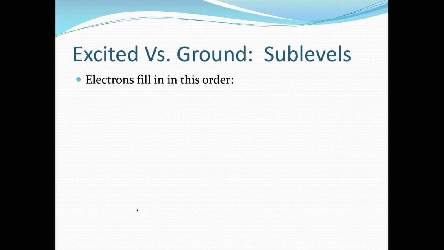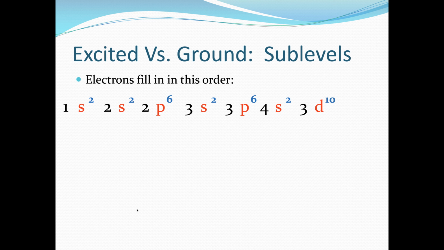Sublevel is slightly harder. Remember, electrons will fill up 1s2 first, then 2s2, then 2p6, then 3s2, then 3p6. Now, you might think 3d10 comes next, but remember we were talking about the diagonal rule last time? How there's overlapping between levels? Well, this is the first overlap. 4s2 fills up before 3d10 does. It's the only overlap you're going to have to worry about when you're doing these. And then 4p6 comes next. So 3p6, 4s2, 3d10, 4p6.